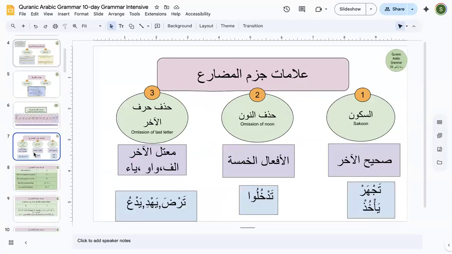Three again, very, very popular number in intensive, right? Three is very popular. So there are three ways you are going to find your mudare in majzoom form in Arabic. Your fail is going to show you its majzoom form by three ways. The first one is if it is ending with a sahih letter, which is any letter other than alif, waw, ya, it is going to be taking a sukoon upon itself.